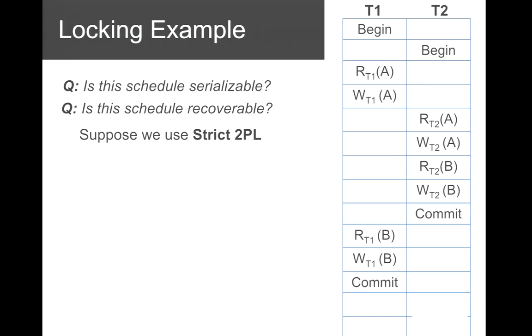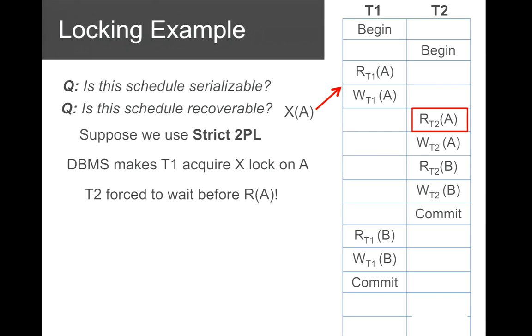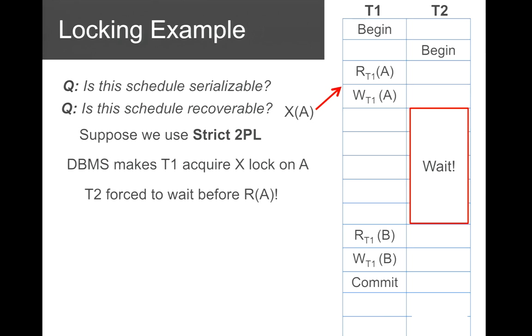Now what happens when you enforce strict 2PL and then what happens to the schedule? Well, the first thing is the DBMS will force T1 to obtain a shared lock on A before reading A, then an exclusive lock on A, so that's called lock escalation. You had a shared lock, now you're escalating it to an exclusive lock because you want to write A. And now, because you're following strict 2PL, T1 is going to hold the exclusive lock on A, and when T2 comes in and tries to read A, T2 will be forced to wait all through the end of T1.